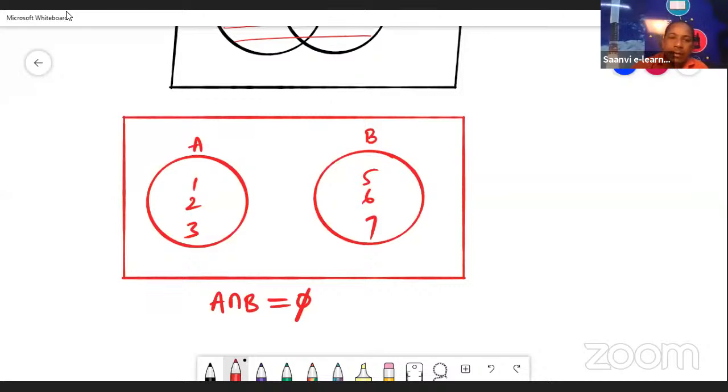So if A and B are disjoint sets, then n of A union B is equal to only n of A plus n of B. This is the formula. Okay, children, now we have discussed these two formulae. Now let us see how the problems will come on these two formulae. All of you listen carefully.